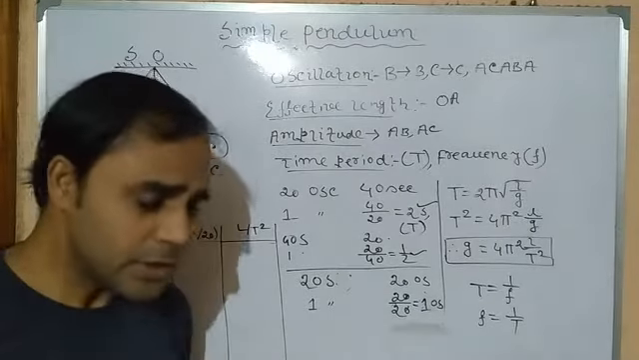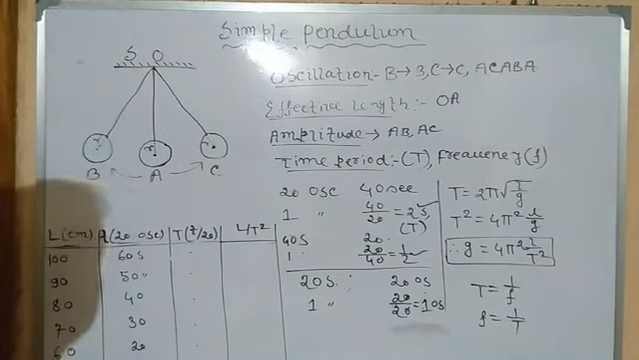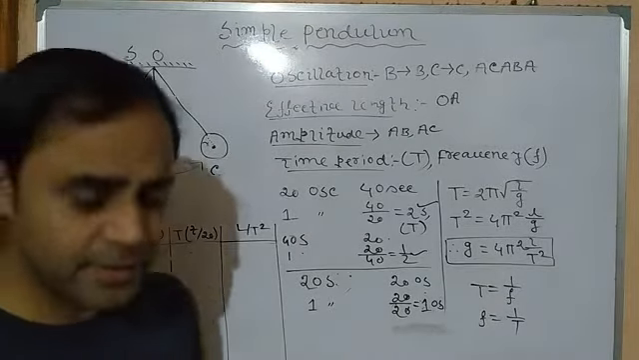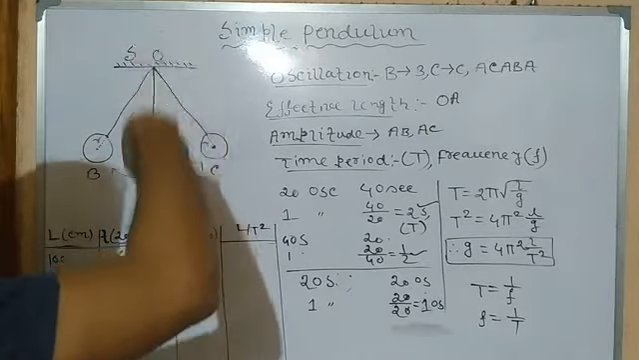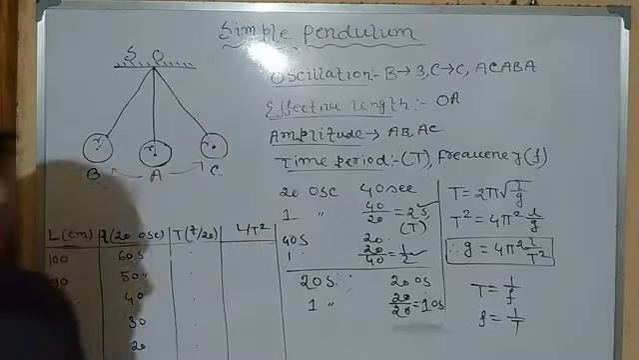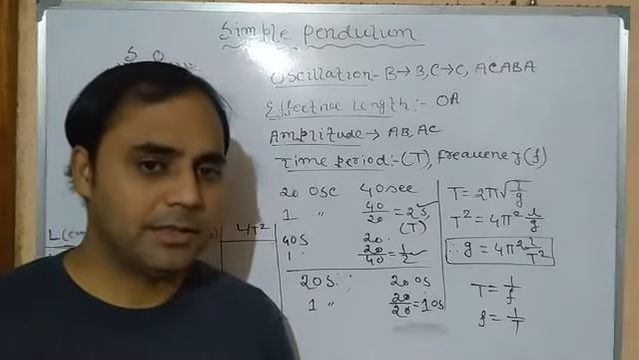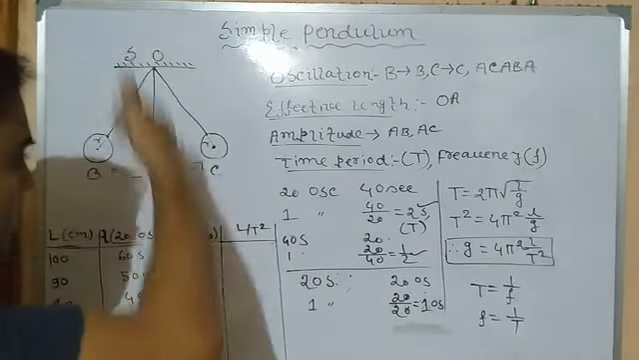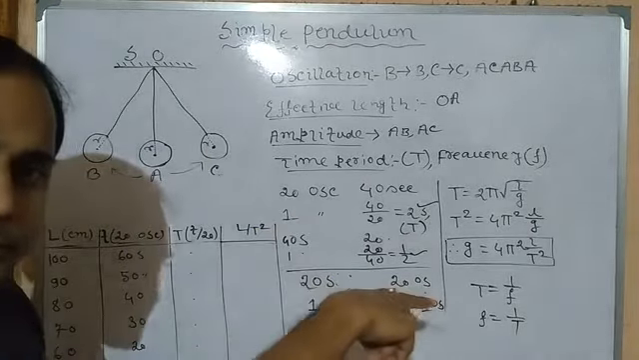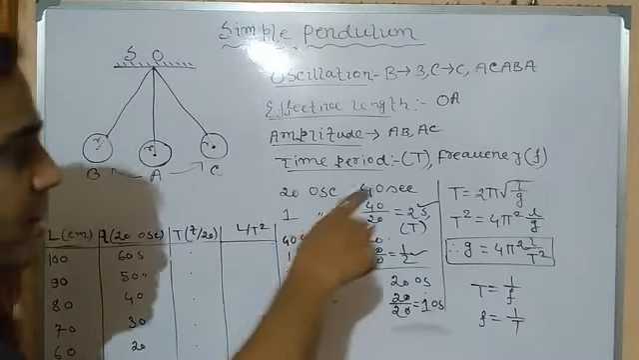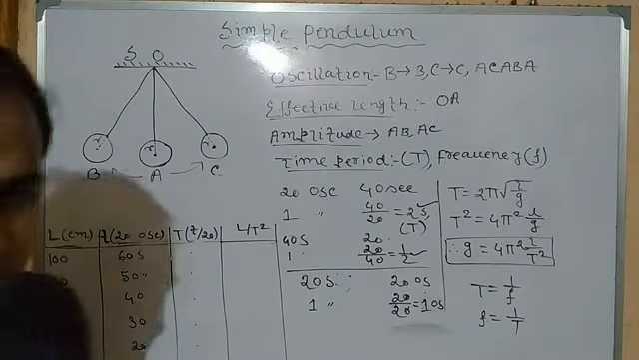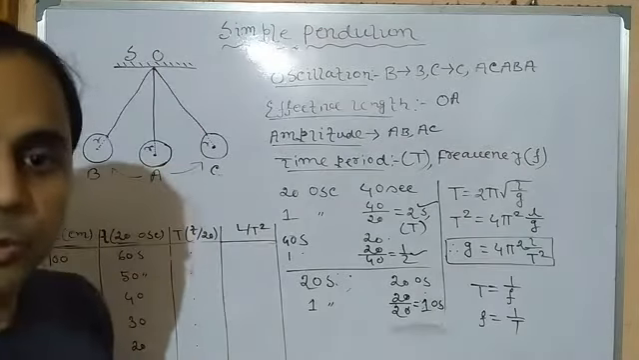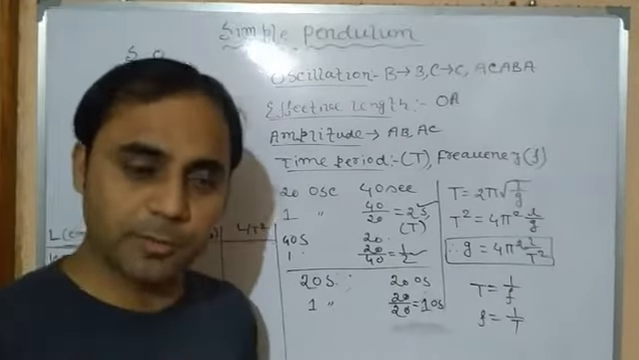Clear? Now, one thing that I told, that the string has to be massless and inextensible. Why? If the string has sufficient mass, then it would affect the time period. You can see, if it is massless, then it gives the authentic time period, and if you take a rope, its time period will change. So the acceleration due to gravity of that place will also change.